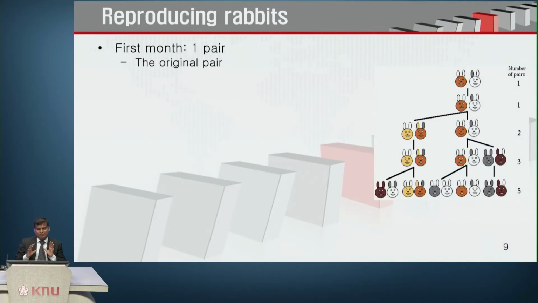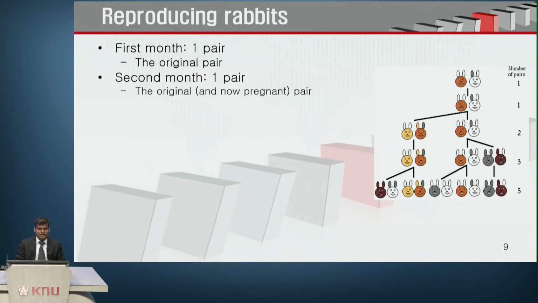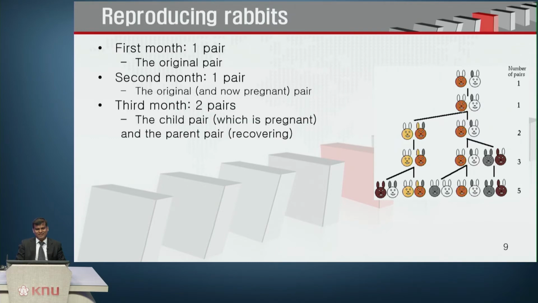So the first month you have one pair of rabbits. These are the original pair. And what happens to these rabbits? Now the second month, the first pair of rabbits, the original one, gets pregnant. So the third month we have two pairs, the child pair which is pregnant and the parent pair which is recovering.